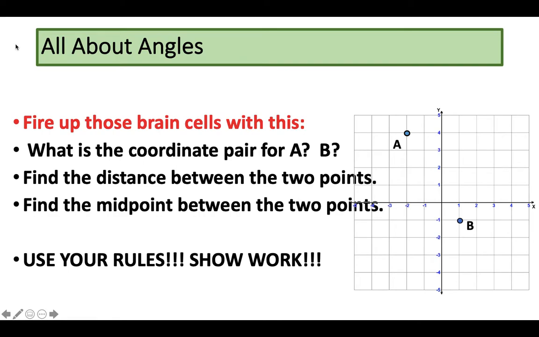Okay, and we're back in the hotel hallway. Let's go ahead and talk about this. So I want you guys to get a piece of paper, a pencil, and a calculator if you need it.